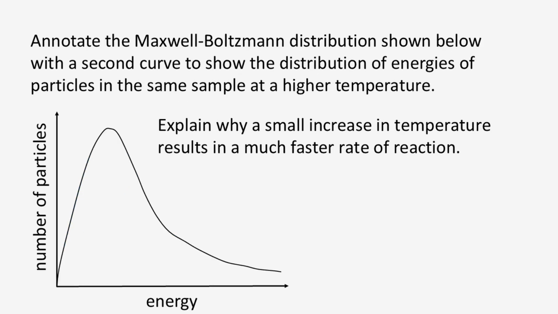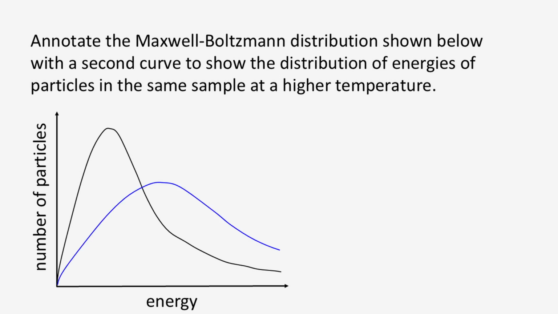Here's the final example. Annotate the Maxwell-Boltzmann distribution shown below with a second curve to show the distribution of energies of particles in the same sample at a higher temperature. Explain why a small increase in temperature results in a much faster rate of reaction. In an exam, this question will be worth about 3 marks.